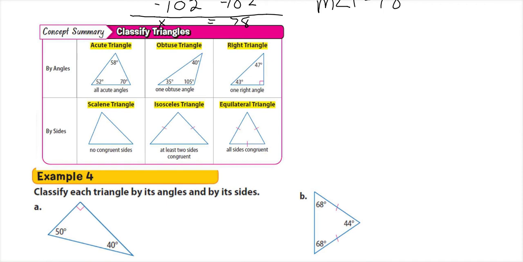And congruent, again, means equal or the same, or same measure. Isosceles means that there are at least 2 congruent sides. And just as a little side note here, these angles are actually congruent to each other down here. So if that's 43, then that one's going to be 43 as well.